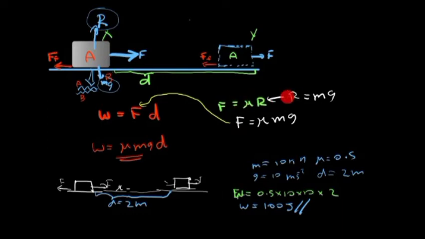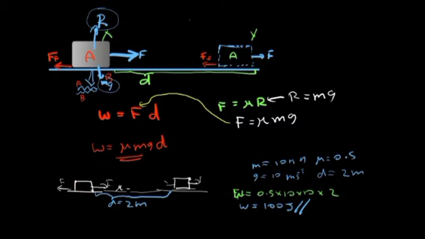Now R is equal to mg, so when you substitute R with mg, the force becomes mu mg. When you substitute it over there, the work done is W equals F d, so W is going to be mu m g d. That is it.